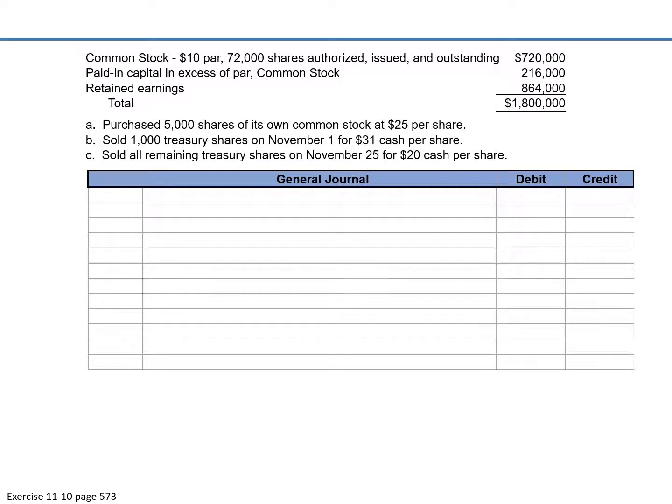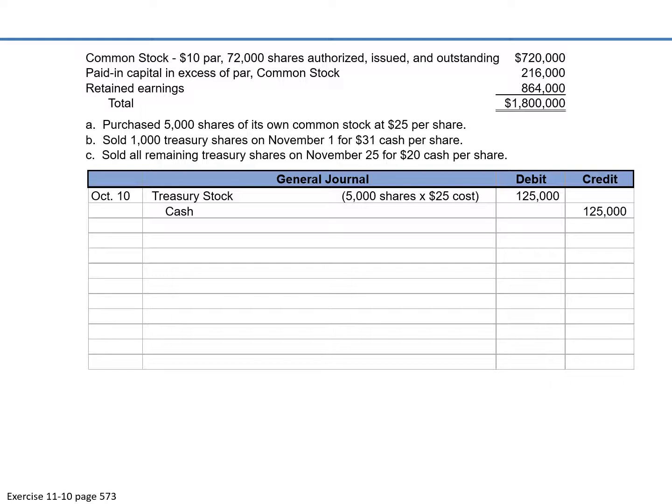So in letter A, we purchased 5,000 shares of our own common stock back at $25 per share. When we buy our own stock back, it's called treasury stock, and it is a contra equity account. In order to increase our contra equity account treasury stock, we're going to debit for what it cost us to buy those back. So that's 5,000 shares times $25 per share. We have a debit of 125 and a credit to cash for 125.